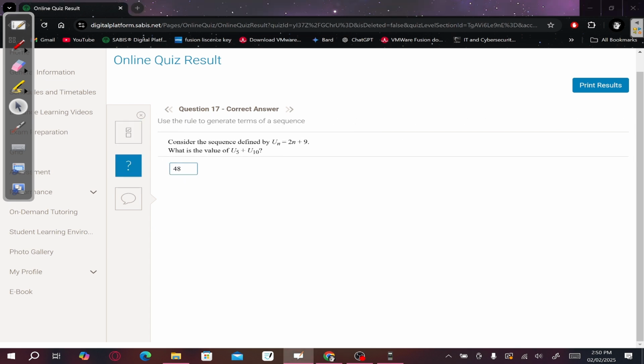Consider the sequence defined by un equals 2n plus 9.